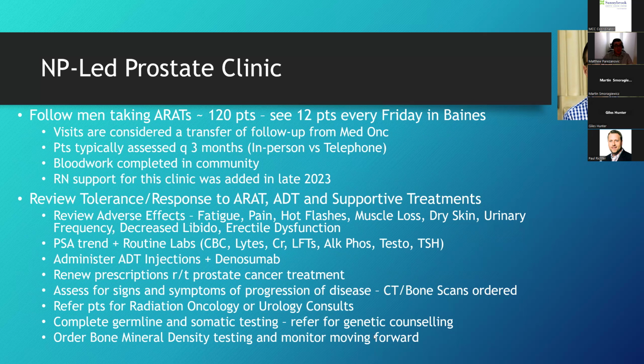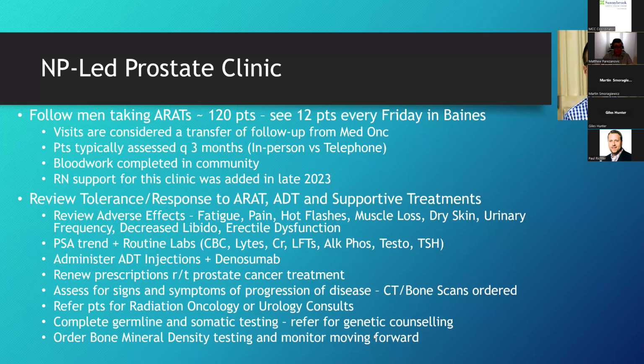Blood work is typically completed in the community, which was established because PSA takes about an hour and a half to obtain a result if it's drawn the day of the visit. Newly, we have had support from our registered nurses added into this clinic just in late 2023. My visits review the tolerance and response to the ARAT, ADT, and offering supportive treatments such as denosumab. I'll discuss their adverse effects, which are the side effects mentioned, so I won't review that again.